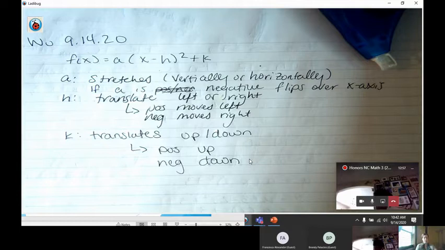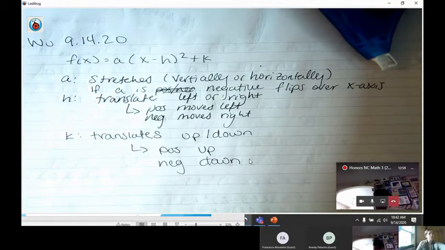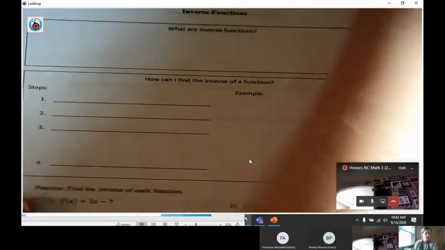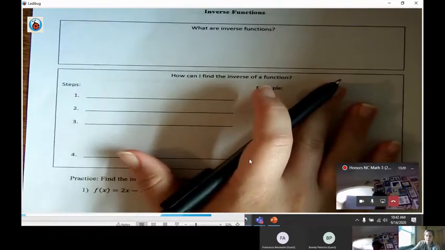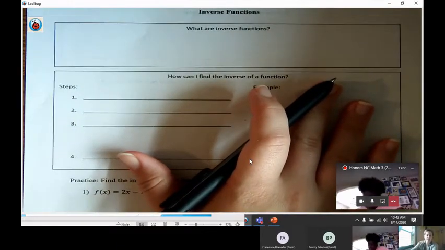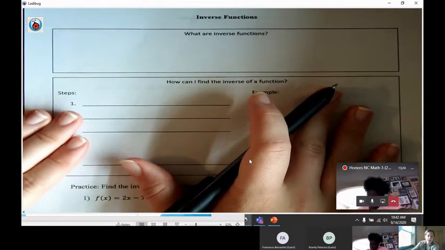All right, so your notes, the document that I posted on Canvas, looks like this. But you don't have to have this. Obviously, you could just write all this stuff down by hand, so whatever you can do or want to do. We're going to start off with just a basic definition. What is an inverse function?